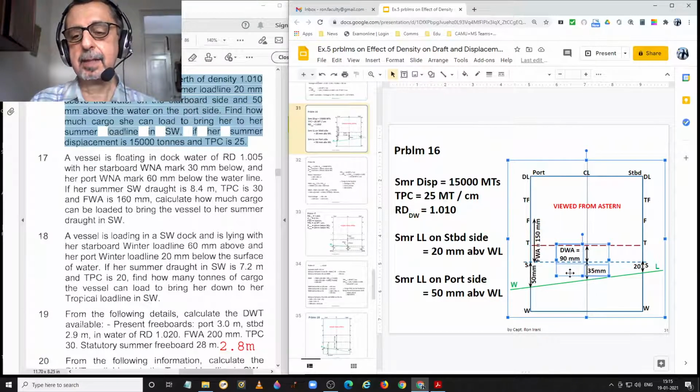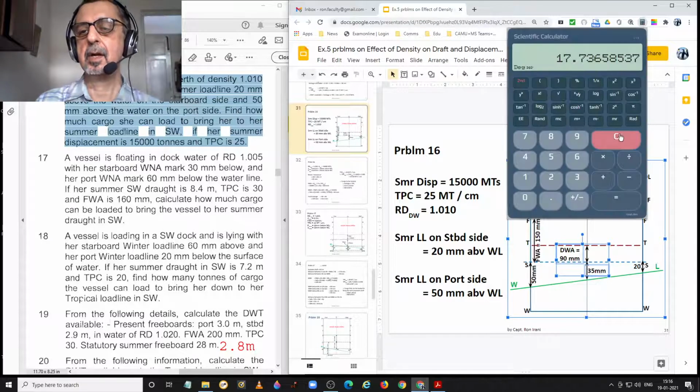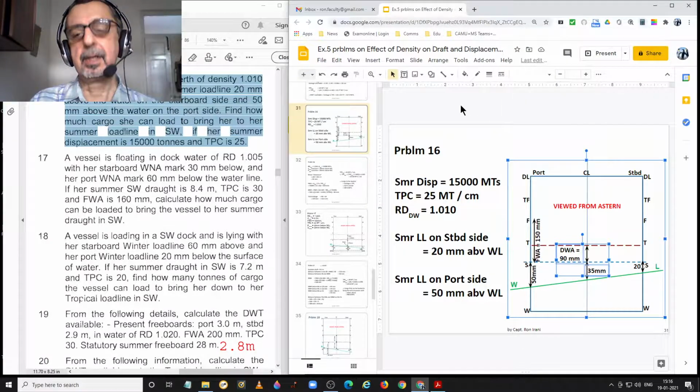This is multiplied by the dock water TPC. The TPC that is given to us in the problem is 25 metric tons per centimeter, and as I have said earlier, it is always in salt water. This has to be converted to dock water TPC, and all we have to do is divide the salt water TPC by 1.025 and multiply it by the relative density of the dock water, which will give us 24.63 metric tons per centimeter.